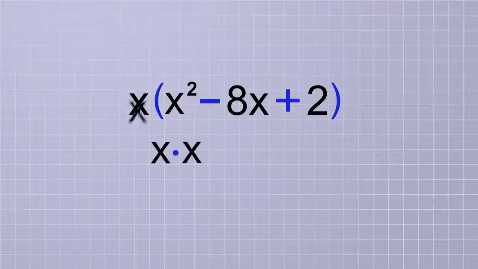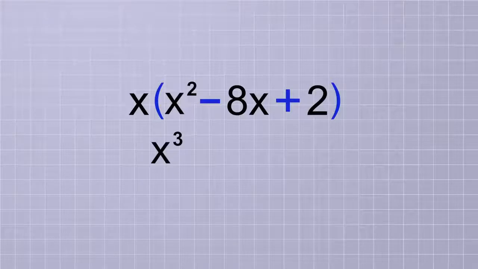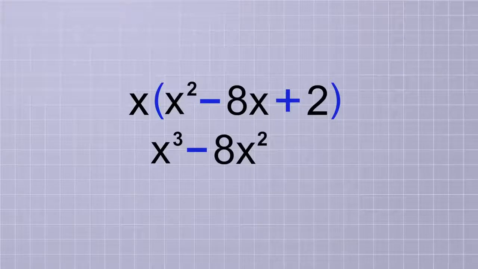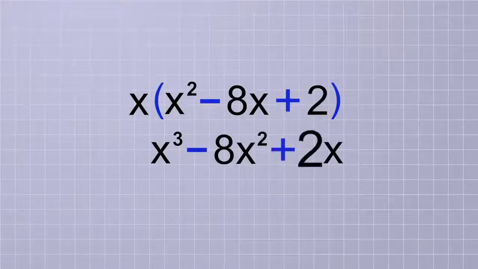So if we multiply that by x, we'll get x cubed, since that would be 3 x's multiplied together. The next term is negative 8x. So if we multiply that by x, we'll have negative 8 times x, which is the same as negative 8x squared. Last of all, we have the term positive 2. And x times positive 2 is just 2x.